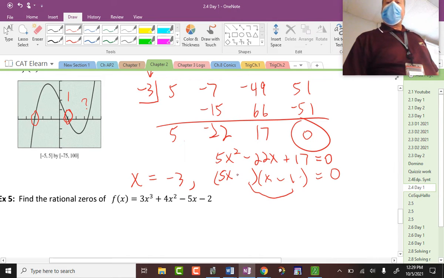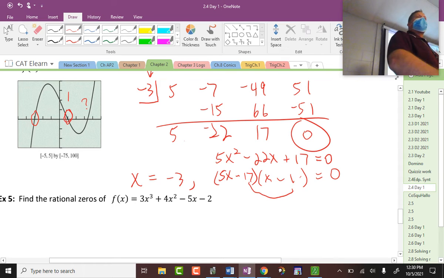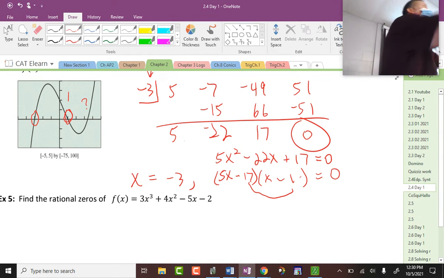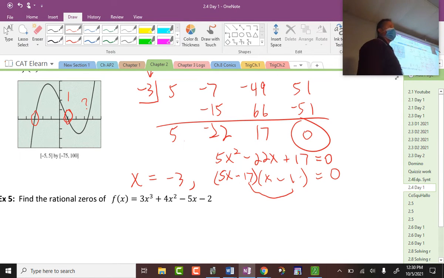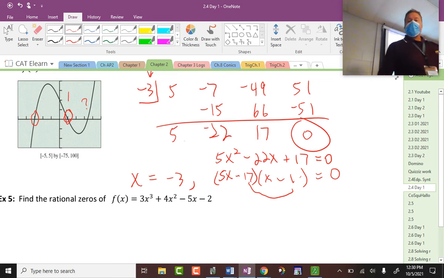And now you've got the other factor through reverse analysis of the other 0. You see how that works? You can use that or just factor. All right, and that would be the factorization of 5x squared minus 22x plus 17.